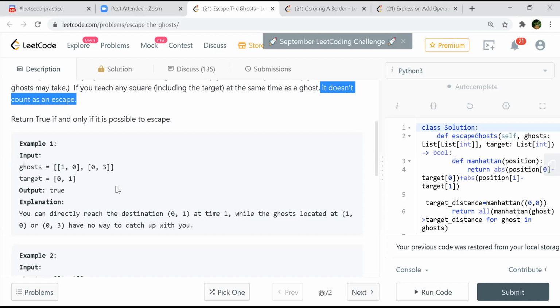So the ghosts are also dynamic and you are also dynamic, right? So you are also trying to find a shortest path from your position to the target, and the ghost will do the same thing. Yeah, I think get the shortest path from your position to the target and the shortest path from the ghost position to the target, and whichever is less wins. Right. Yeah, so if you are lesser, then you win.